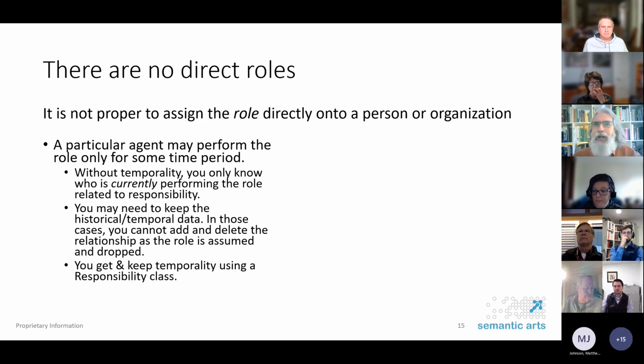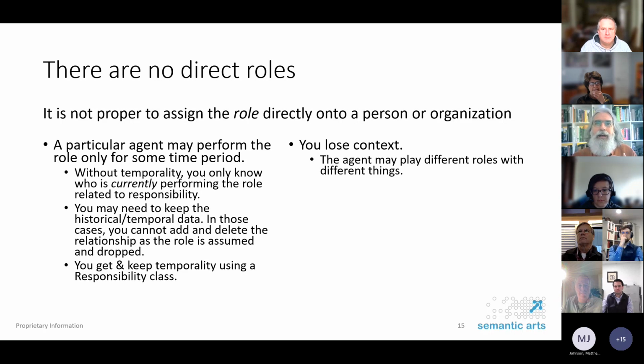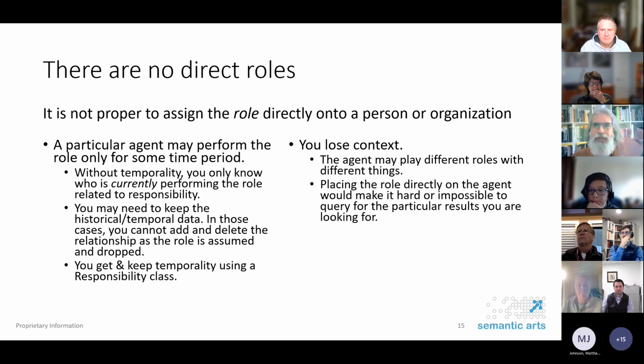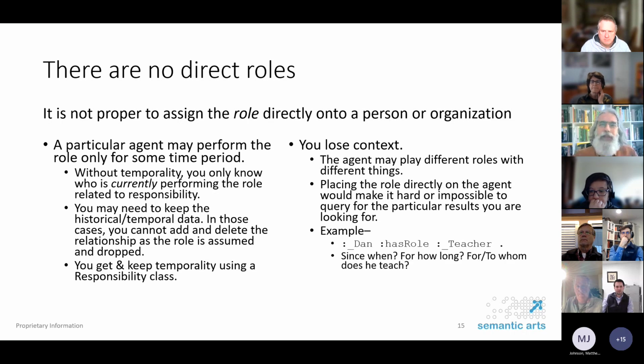The other reason to not put roles directly on a person or organization is you lose the context. An agent may be playing different roles with different things. And if you're just putting it directly on the person or organization, it becomes well nigh impossible to tell in what context they're doing these roles. So, for example, if we had a triple that said Dan has role teacher, okay, but since when has he been a teacher? For how long? Whom does he teach? For what organization is he teaching? You don't know any of that.